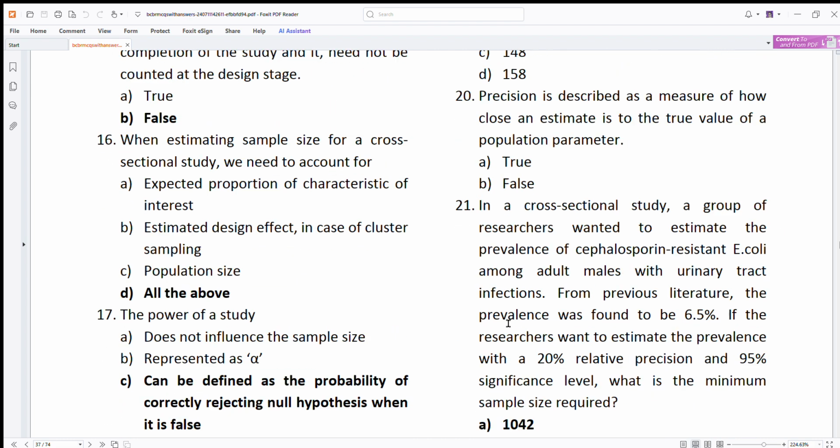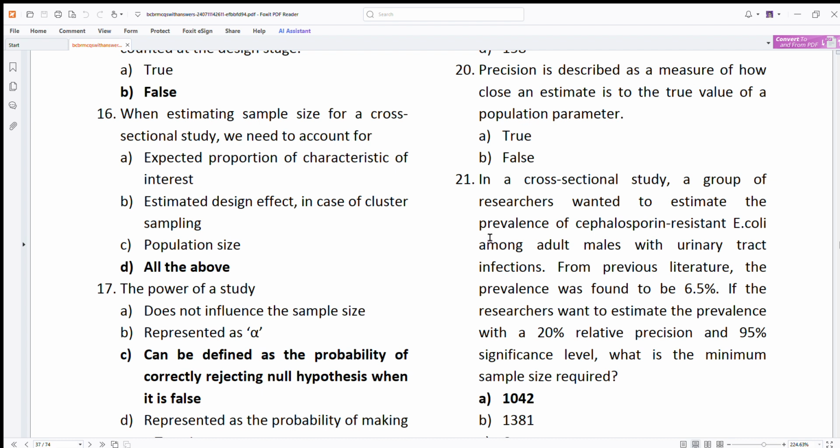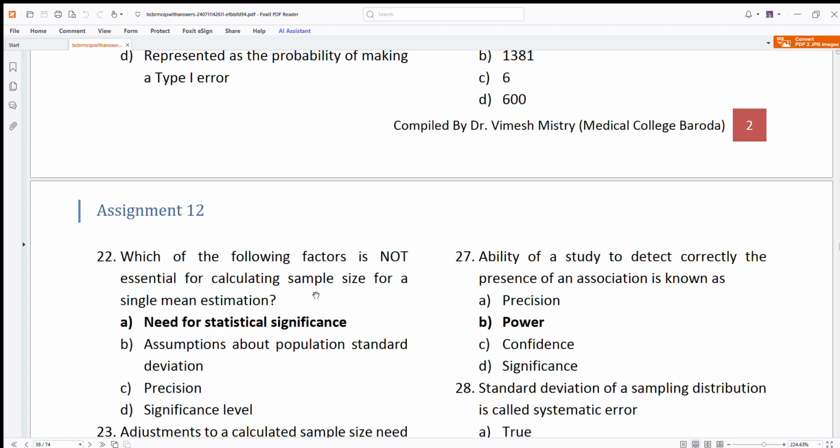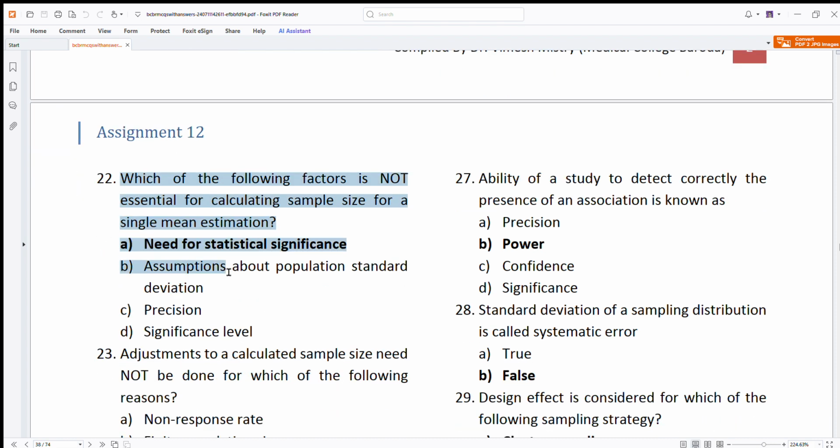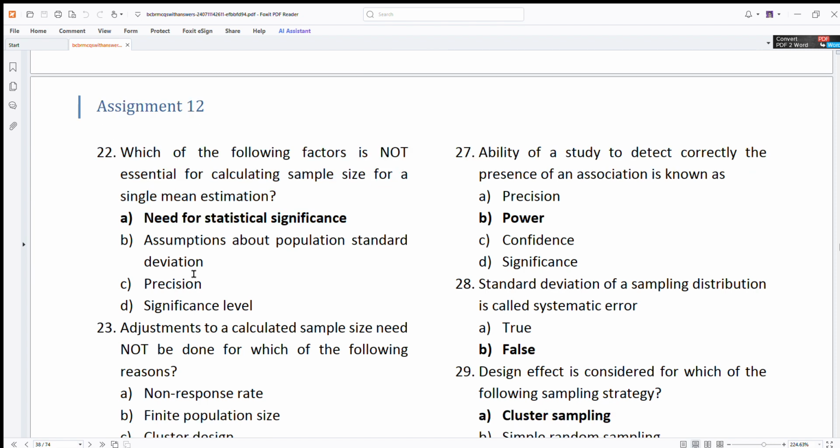In a cross-sectional study, a group of researchers wanted to estimate the prevalence of cephalosporin-resistant E. coli. The prevalence was this much. Researchers wanted to estimate with 20% relative precision, minimum, yeah, 1042. Okay, fine. Which of the following factors is not essential for calculating sample size? Need for statistical significance. Yeah, see, I told you. Even if your study is negative, with no association, please publish it. We don't need statistically significant results. Even if there is no correlation at all, that study should also be published. I strongly encourage it.